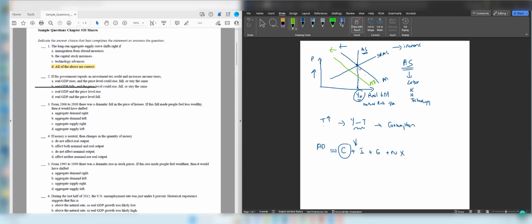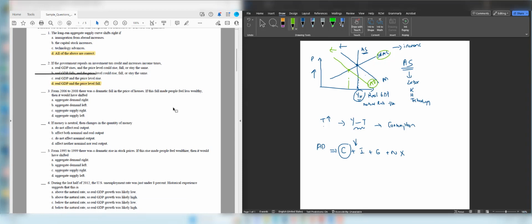If that is the case, look what happens. This is short run aggregate supply, this is aggregate demand, and their intersection is now at a different point with a lower output. Therefore, real GDP is going to fall. And the price level is going to fall as well. For that reason, the right answer is real GDP and price level fall, which is D.